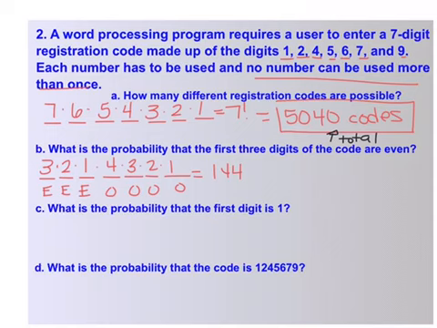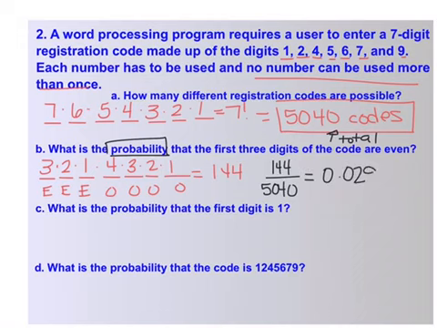But this is asking me for the probability. Remember, probability is going to tell me I need a fraction. So I'm going to do the ways that will make me happy, or the successes, and it'll make me happy if the first 3 digits are even. So there's 144 ways to make me happy out of the total codes we have available, 5,040. When you plug that into your calculator, you're going to get 0.029.